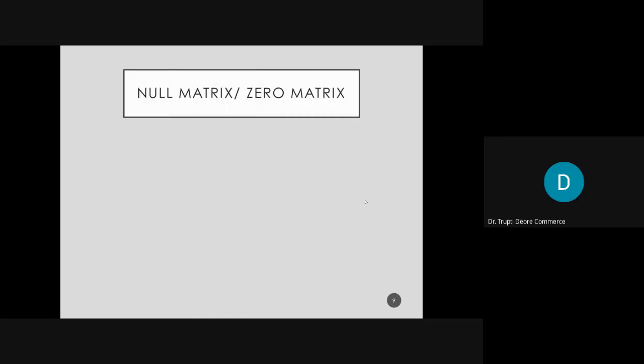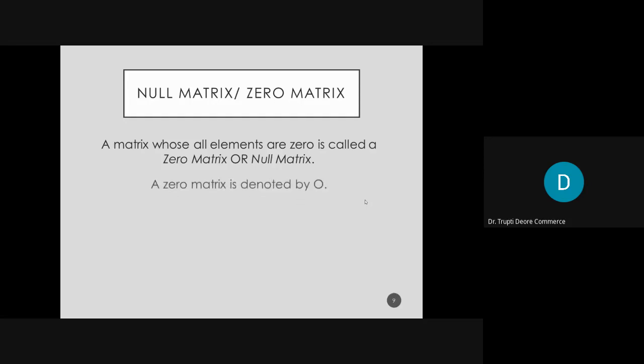Now we'll see the first type of matrix, that is the null matrix or zero matrix. A zero matrix is a matrix whose elements are all zero. So in a given matrix, if every element is zero, it is called a zero matrix or null matrix. It is always denoted by capital O. You have to remember this: there are 2 or 3 types of matrices which are denoted by a specific alphabet. For the zero matrix, it is always capital O.